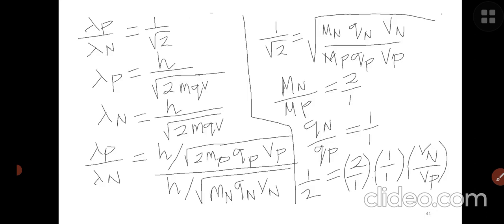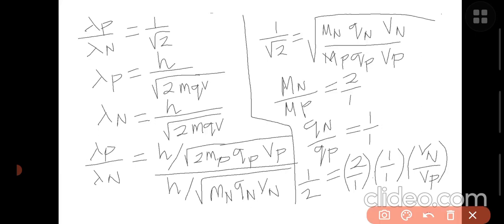De Broglie wavelengths of proton and neutron have ratio 1 is to square root of 2. Find the ratio of their potential difference through which they were accelerated. Options: 6 is to 1, 3 is to 1, 1 is to 1, 4 is to 1. Four options. Lambda p, that is wavelength of proton to the neutron, is given as 1 by square root of 2, which is given in the problem.